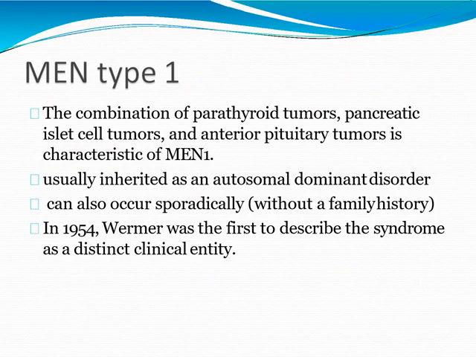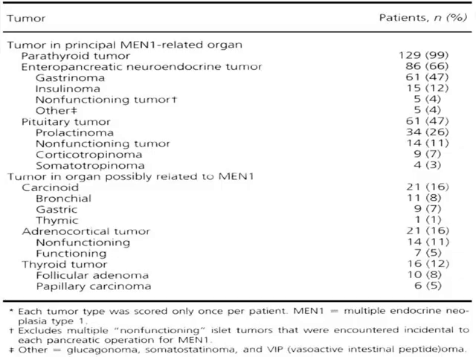Talking about type 1, the combination of parathyroid tumors, pancreatic islet cell tumors, and anterior pituitary tumors is characteristic of MEN 1, as we have discussed in the last slide. It is usually inherited as an autosomal dominant disorder. It can also occur sporadically without a family history. In 1954, Wermer was the first to describe this syndrome. Therefore, it is also called Wermer syndrome.